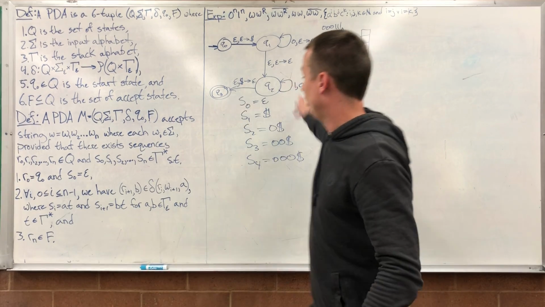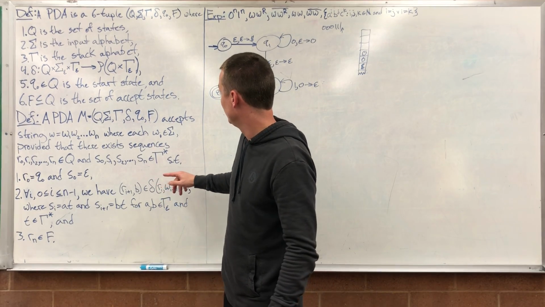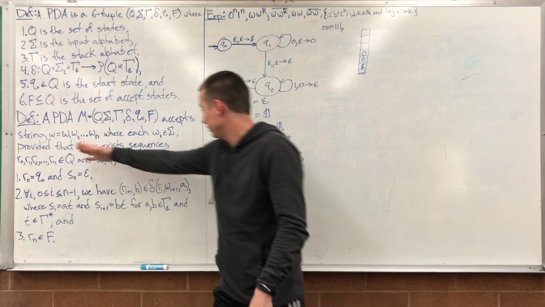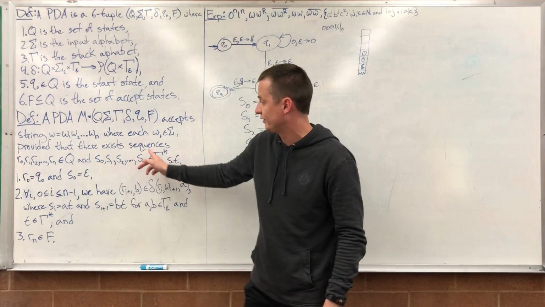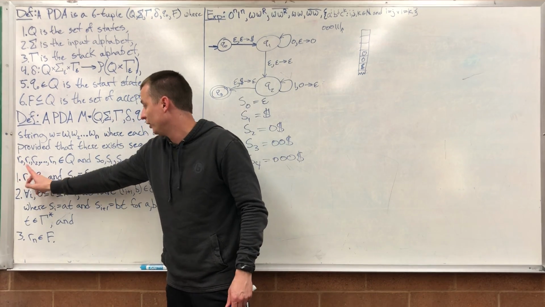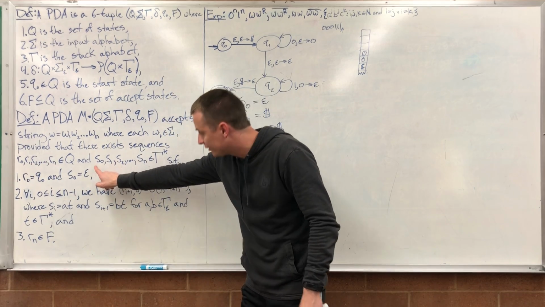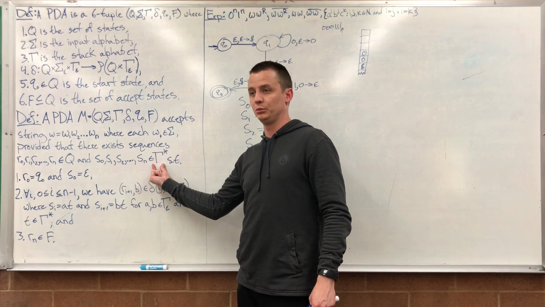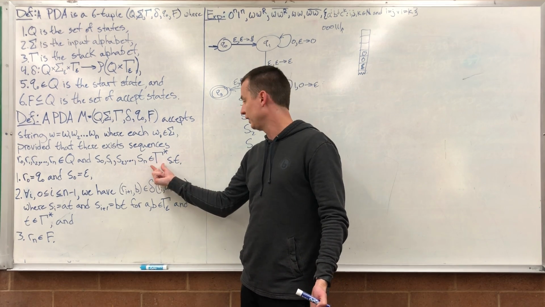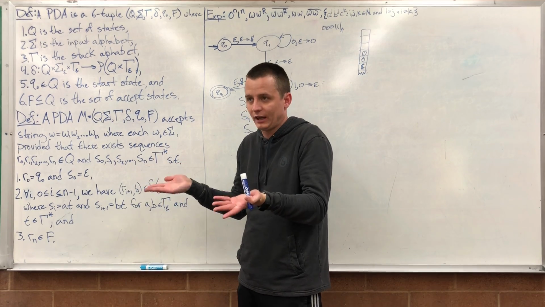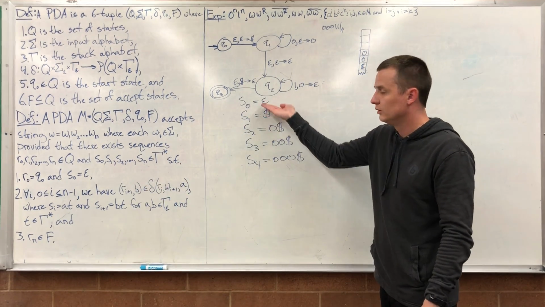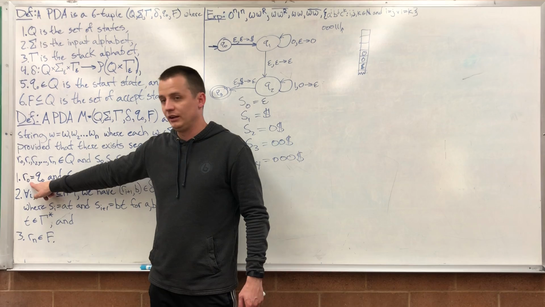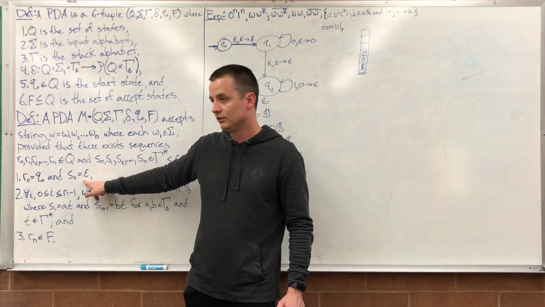Okay, so it accepts a string W, where W is all those individual characters, provided that there exists some sequence of states, R0, R1, R2, Rn, and some sequence of states of our stack in gamma star. Remember, gamma is all your possible stack symbols. So gamma star just means it's some combination of stack symbols. Each of these are in gamma star. Okay, such that you start out in your start state, and your stack starts out empty.